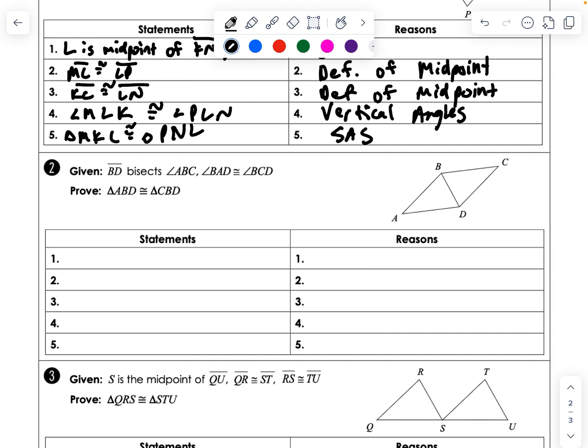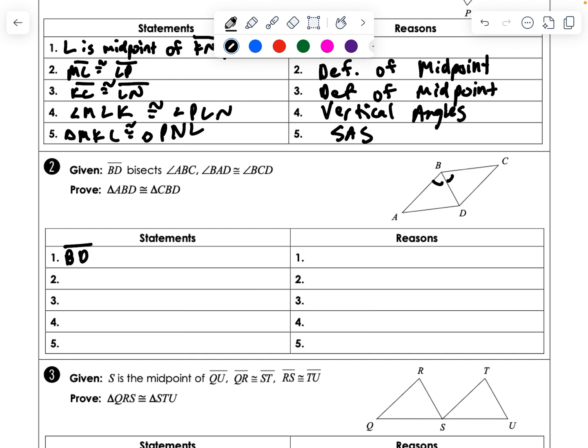So BD bisects angle ABC. So I'm going to go ahead and say that this is congruent to that. I'm going to mark that. And then I'll write that down. BD bisects ABC by given. Then we would have angle BAD congruent to angle BCD by given. Let me mark that down. BAD, BCD.